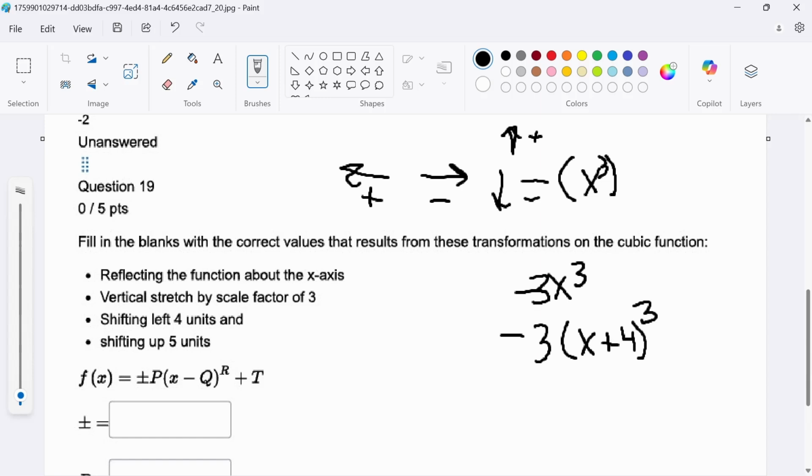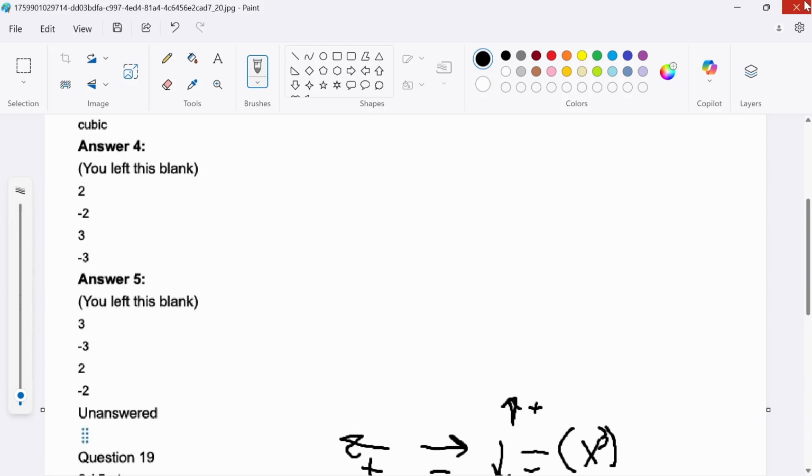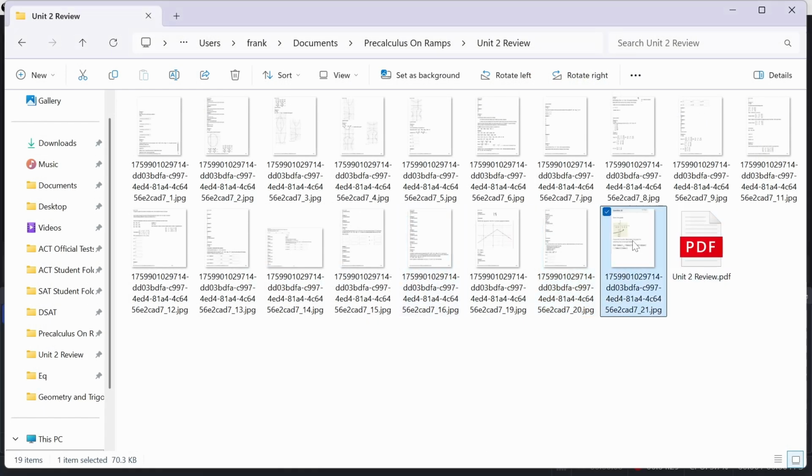That's what happens. The horizontal shift, left and right, goes in with x. So x is being cubed. The 4 has to be cubed. And then shifting up 5 units, so this is plus 5. So when you enter this one, it's negative p equals 3, x minus q. Now be careful here, it's plus 4, so it's x minus negative 4. And then r is equal to 3, and then t is equal to 5. So that's number 19, and now the last one is number 20.